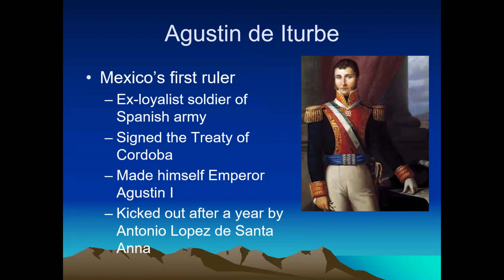And we have in Mexico, Agustin de Iturbide, and he was from the Spanish army, rebelled against them, helped win Mexican independence, and then made himself emperor. He was chased out by a much more famous guy named Antonio Lopez de Santa Anna, who would be on and off the leader of Mexico for 3 decades.